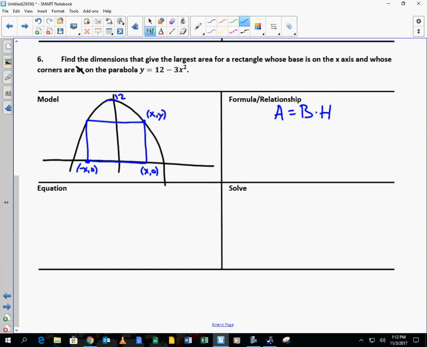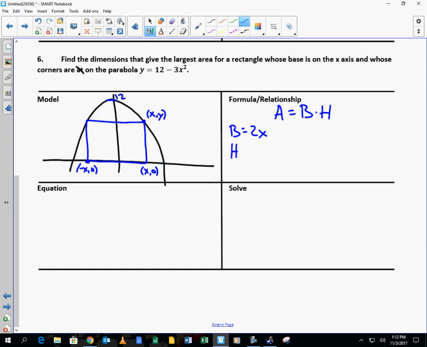Well, that spot's 12. I'm going to call that coordinate xy. Does that give you a hint? What's that? Very good. So what's the length of the base? Two x. Very good, Jessica. If you look, I go x units in each direction in order to come up with the base.